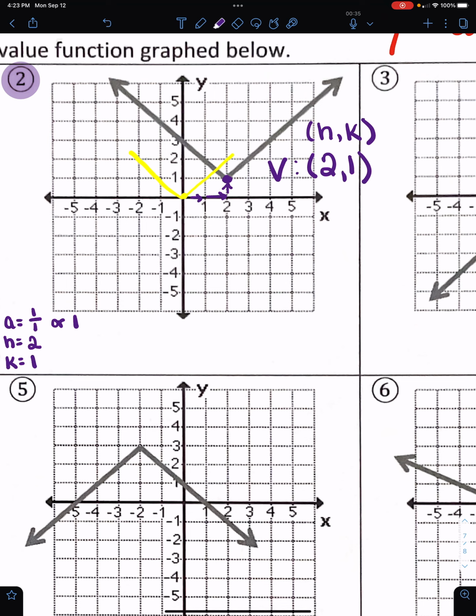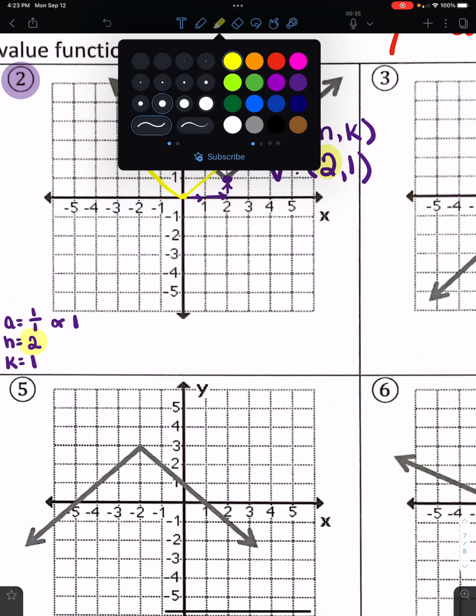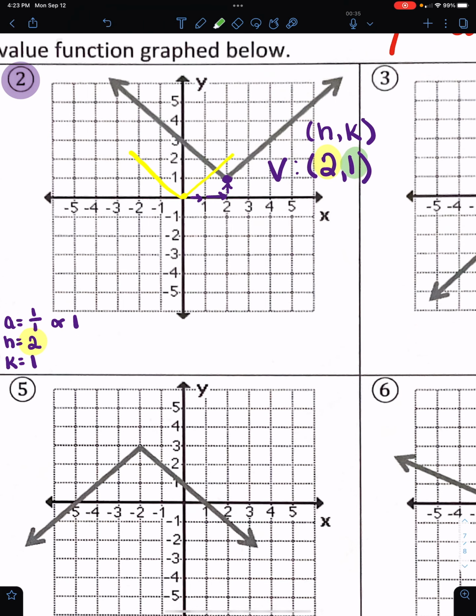Now, what I want you guys to see is that if you're looking at the vertex that we wrote right here, the h value here, which is 2, is the same h value that I have there. Okay, the k value, which is 1, is the same k value that I have here. So the only piece that I really needed to look for was the a value.